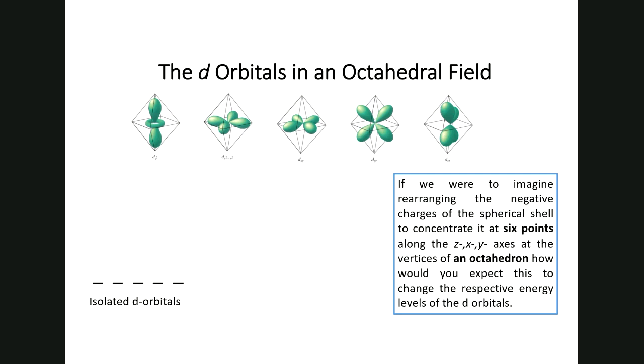For each one of my octahedrons, I can think of my ligands being, again, 6 ligands, and they're going to be located there. So which orbitals do you expect to get higher in energy or lower in energy, if I now have a negative point charge, a ligand, sitting next to the dz squared, the dx squared minus y squared, the dxy, the dyz, and the dxz?